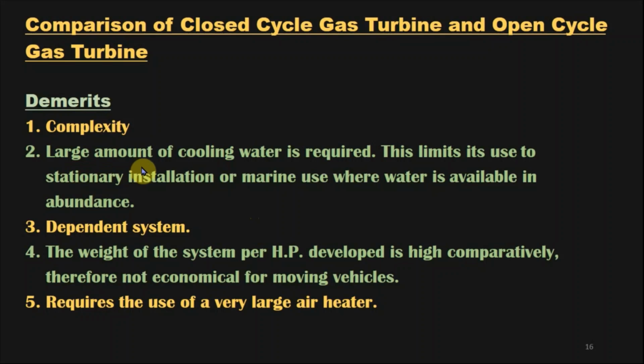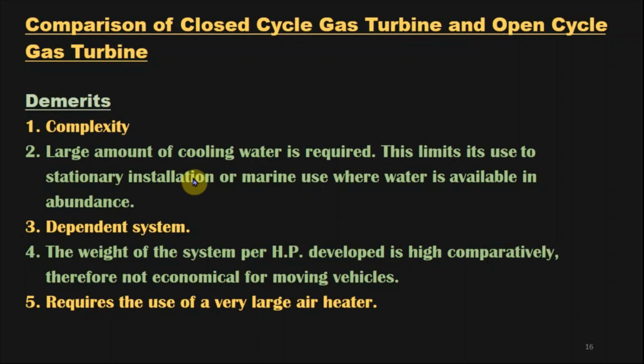Therefore, a large amount of cooling water is required because basically it is a heat exchanger. This limits the use of closed cycle gas turbine for stationary installation or marine applications. Because when you consider the marine applications, the water is available in abundance, so you can make use of that. But otherwise, for aircraft applications, this is not preferred. So open cycle gas turbines are preferred in aviation applications.